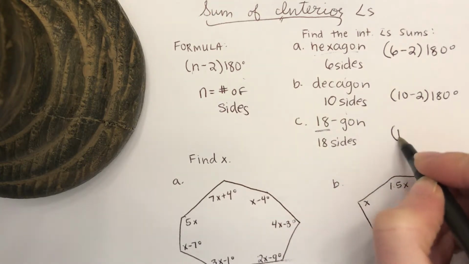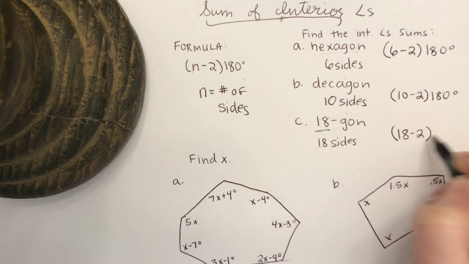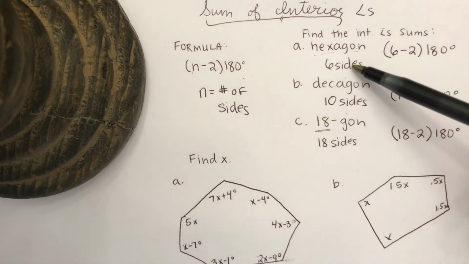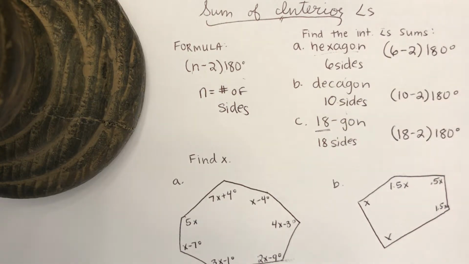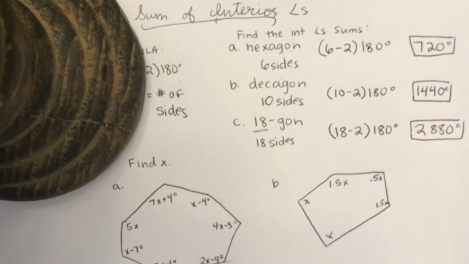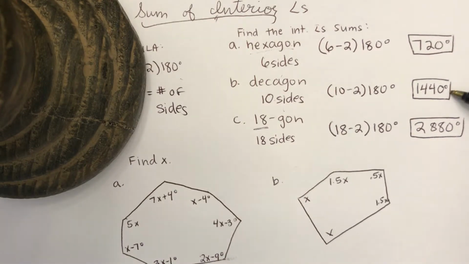So same formula, 18 minus 2. 18 minus 2 will give us 16, and then we want to multiply 16 by 180 degrees, and that's going to give us 2,880 degrees. It should make sense that as the shape gets more sides and more angles, that total number is going to go up, and I just realized you can't see those totals. So there they are. So 720, 1,440, and 2,880.